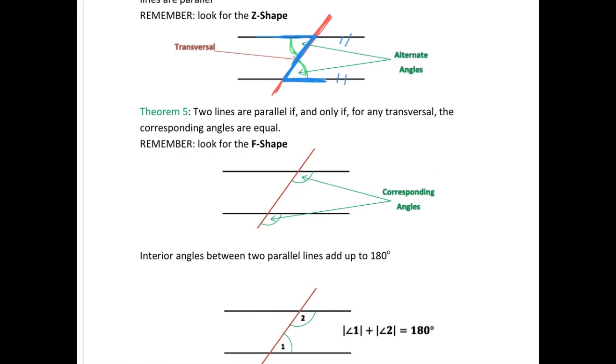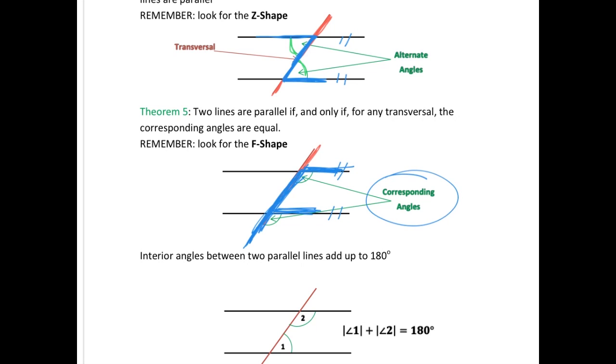Next, two lines are parallel if and only if, for any transversal, the corresponding angles are equal. So remember, for corresponding angles, we have to look for the F shape. So here again, we have our two parallel lines and our transversal running through them. But this time we're looking at this F shape here between the two parallel lines and the transversal. These two angles, these corresponding angles, are equal.